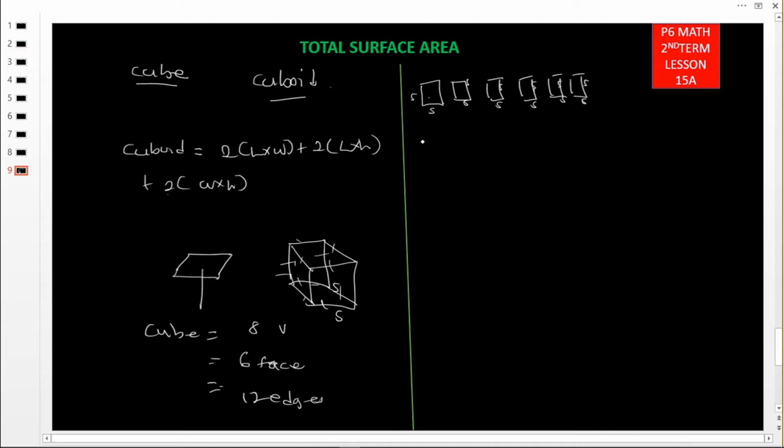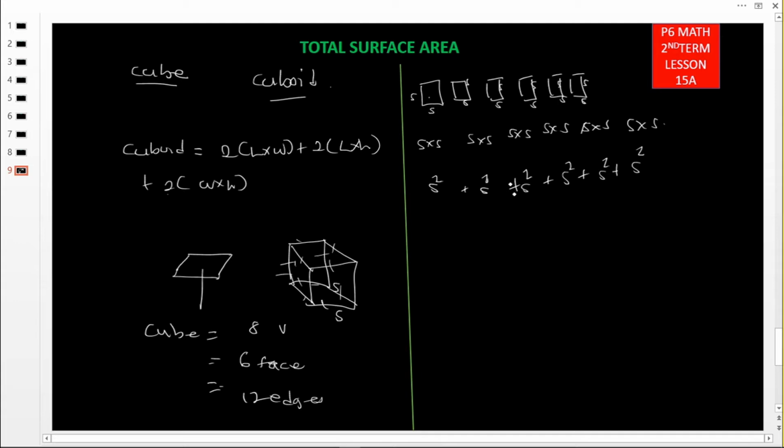So the area of this one is going to be side times side, then side times side, then side times side, which gives us side squared, then s squared, then s squared, and so on. Now when we are getting the surface area, we are adding, so we are going to get s squared plus this one, plus this one, plus this one, plus this one.